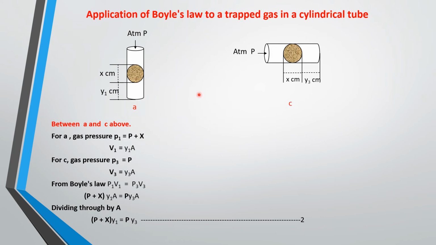Okay, so this is the next situation. Just like we did in the first case, we said that when the tube is held vertical and the closed end is at the bottom, the pressure on the gas, which is P1, is equal to P plus X. That was what we said before, so that one is clear to you. Then the volume V1 is equal to Y1 times A.